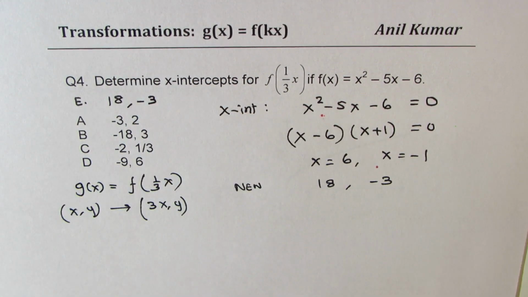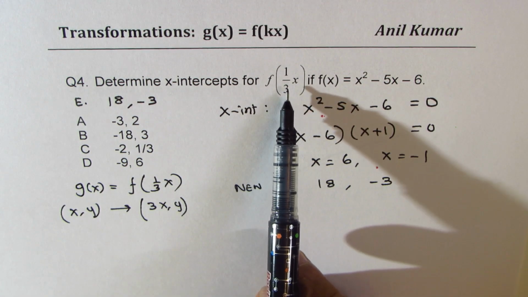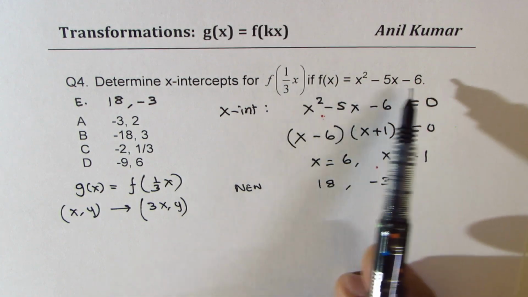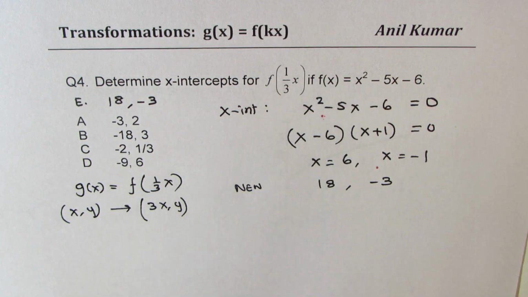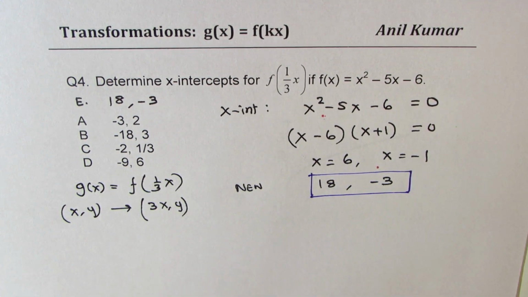So that becomes the x-intercepts for a function which is horizontally stretched. So they'll move away from the y-axis, right? So the answer should have been these two roots, right? So I hope that is absolutely clear.